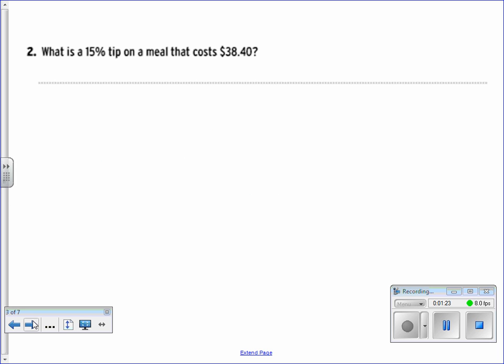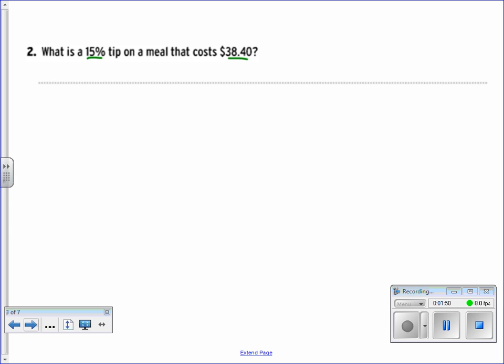Number 2 says, what's a 15% tip on a meal that costs $38.40? Typical scenario, you're out to eat, the waiter or the waitress does a good job, you want to leave a decent tip. Here in New York, we say, oh, just double the tax. Tax being about 8 or 9%. You double it, now you have a 16, 18% tip. That's an easy way, but that's not always what you want to do.